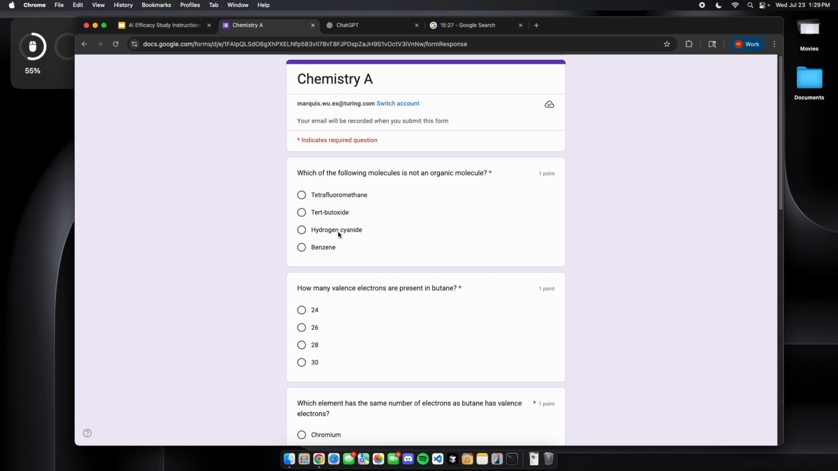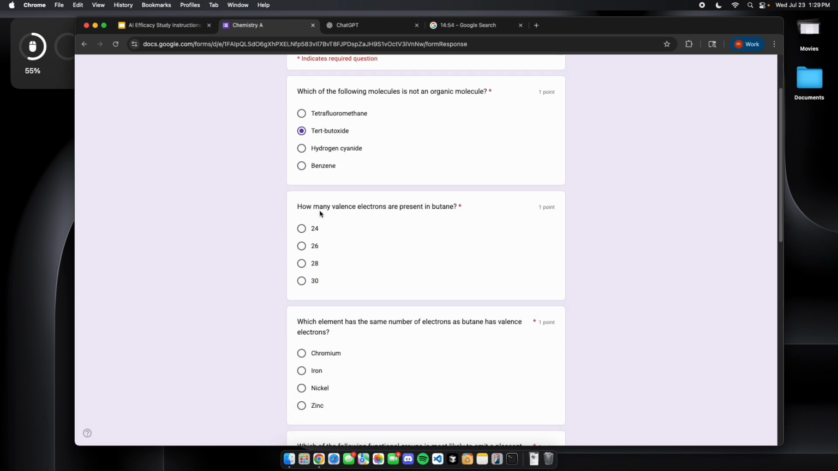Well, just based on my knowledge, I know hydrogen and cyanide are both natural substances or molecules. So I'll have to go with one of these. I'll go with tetrafluoromethane. Oh, methane is also a naturally occurring thing, so I guess I'll go with tert-butoxide.